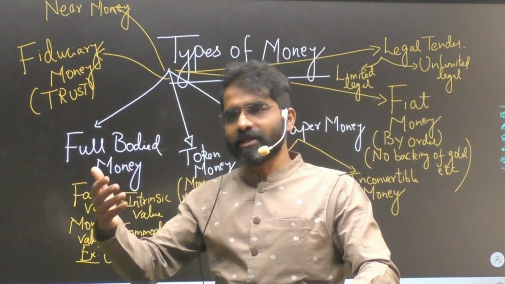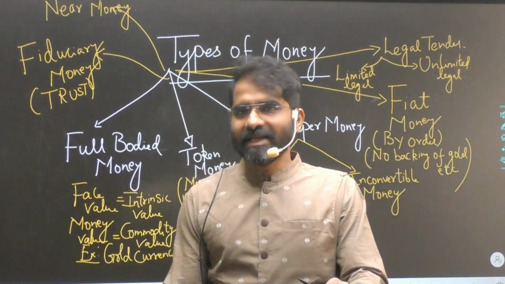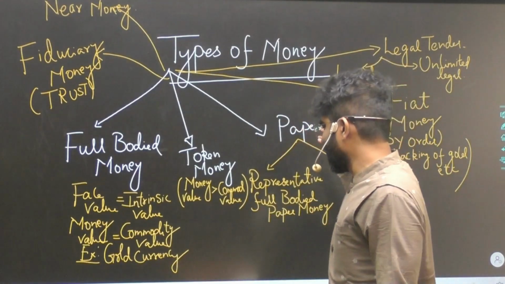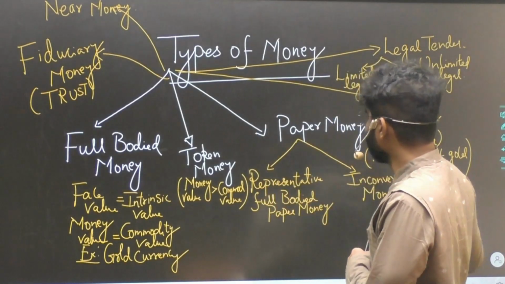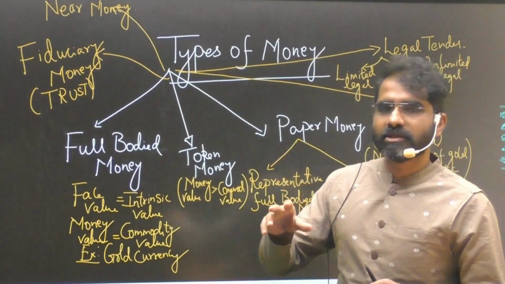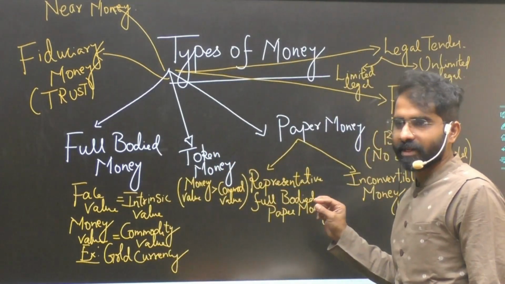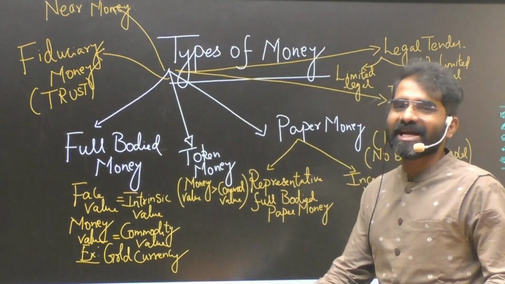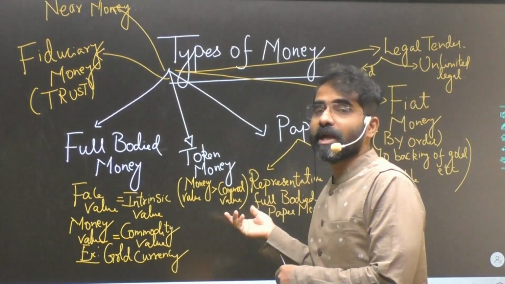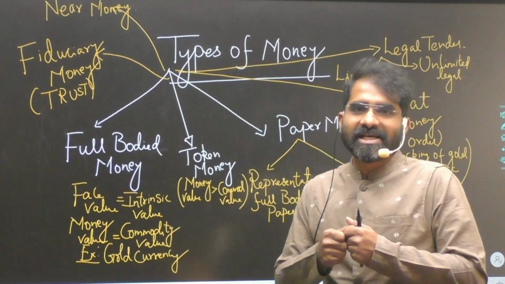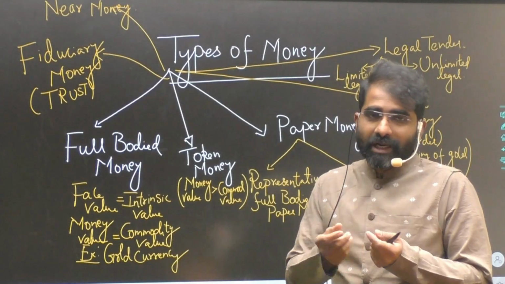Now, in the evolution process, today we have something called paper money. In paper money, we have the representative full-bodied paper money, which is basically convertible, and we also have inconvertible money. So in paper money also, I've categorized it into two, one of which is the representative full-bodied paper money. That means this paper money is backed by some reserve, let's say a gold reserve. It means when I take this money to the central bank, it has to give me gold equal to the value that is backed. So that means this money is convertible.